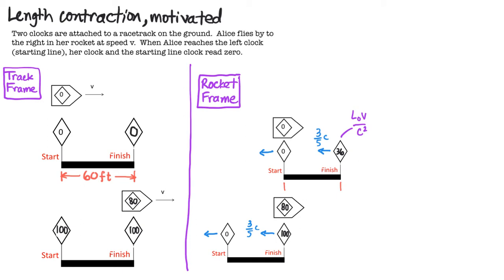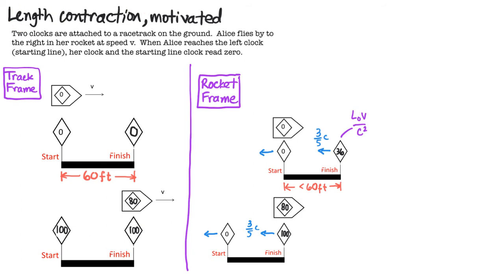What we want to focus on in this example is we're going to discover that although the racetrack clocks are 60 feet apart in their frame, they are less than 60 feet apart in the rocket frame, the frame in which the racetrack is moving. So somehow the length of the racetrack itself depends on its speed. That's the main takeaway for today, and the term we're going to use for that is length contraction.